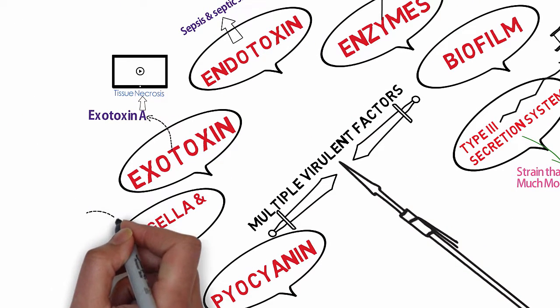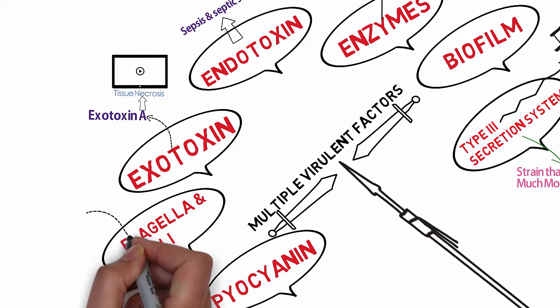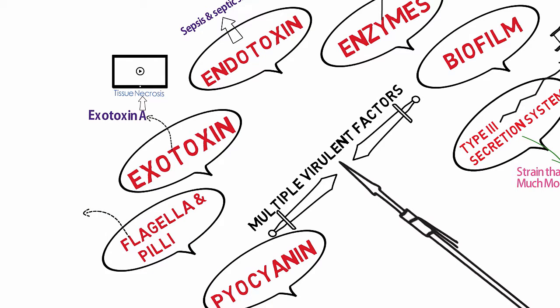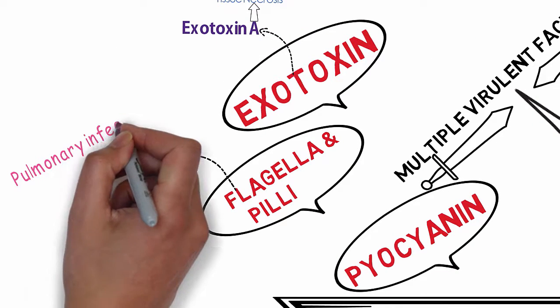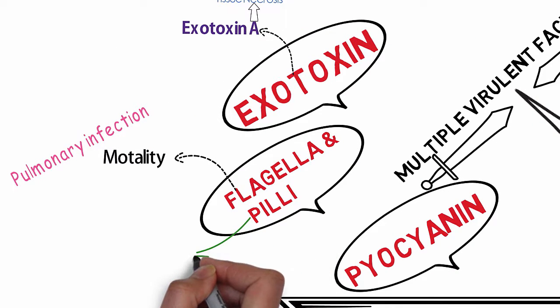Before finishing the pathogenesis section with a description of the pathogenesis of cystic fibrosis, let's finish quickly the remaining virulence factors. Polar flagella. Polar flagella make the Pseudomonas mobile and are critical in causing pulmonary infection.